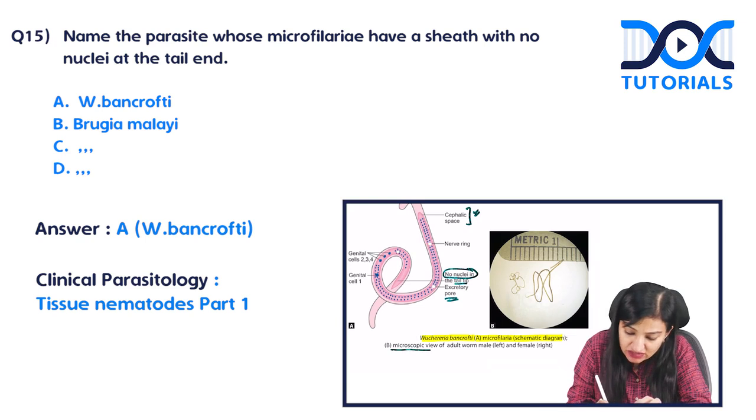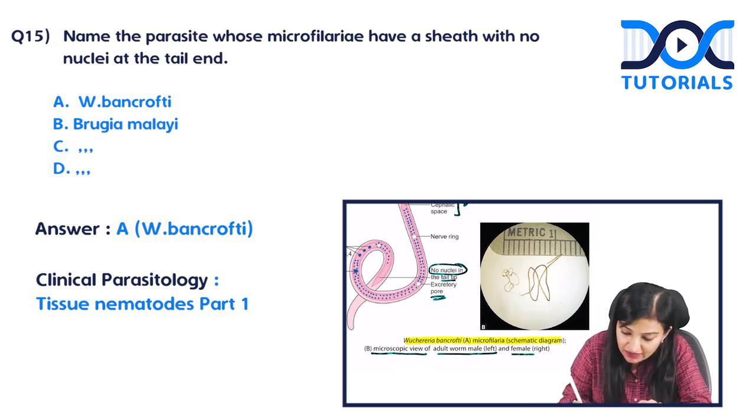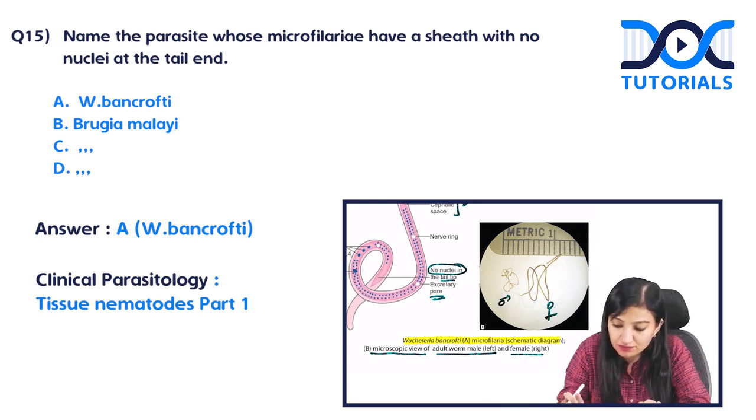And on the right, you can see this is the microscopic view of the adult male worm, and on the left, this is the female worm. Very tiny worms they are.